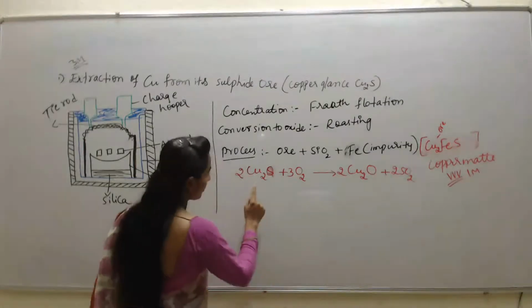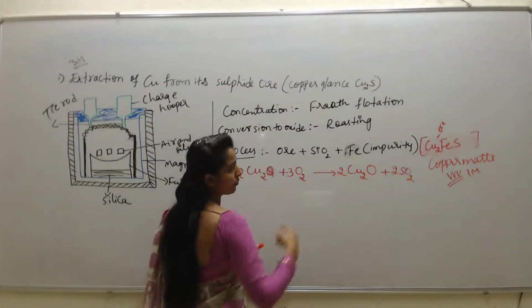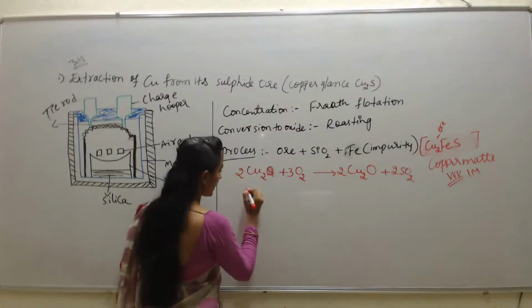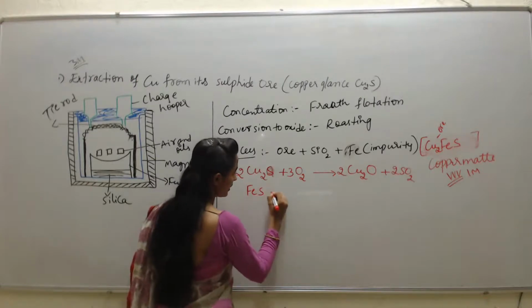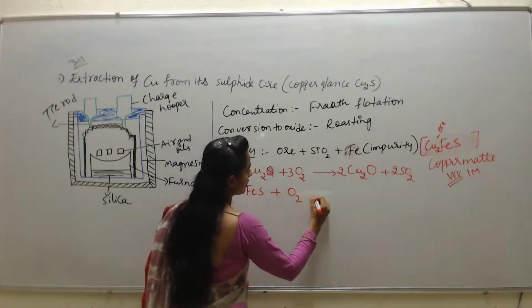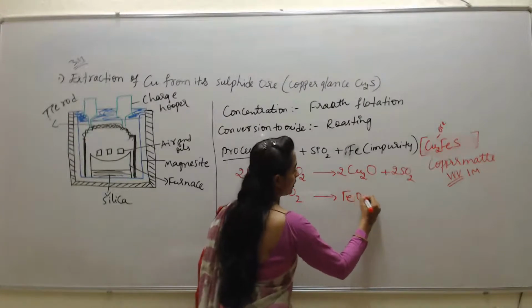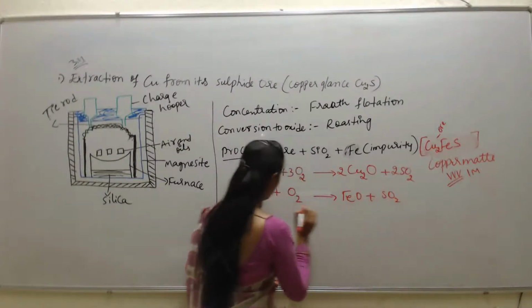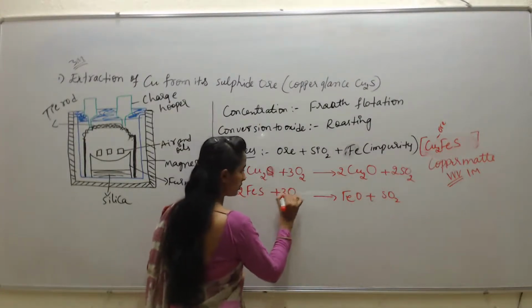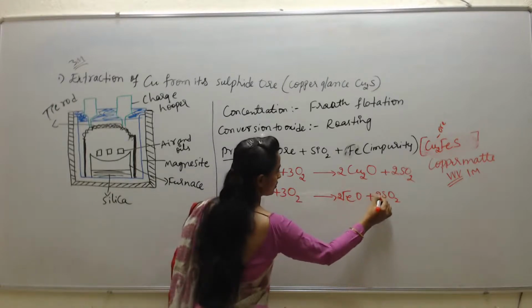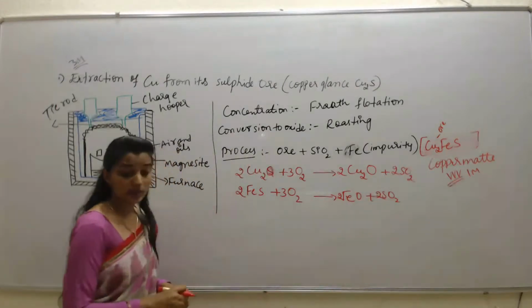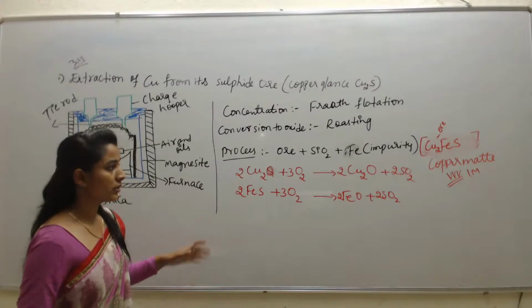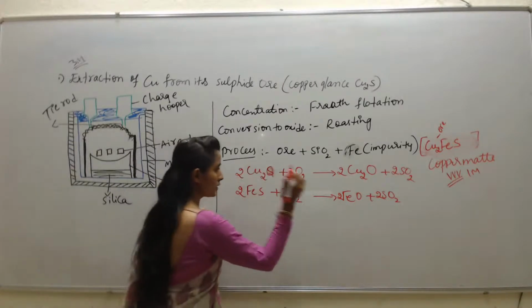So the copper matte Cu2S gives SO2. Again, FeS is there. It combines with oxygen and forms FeO plus SO2, that is 2FeS plus 3O2 gives 2FeO plus 2SO2. So this is the first reaction. As I told you students, this will happen.